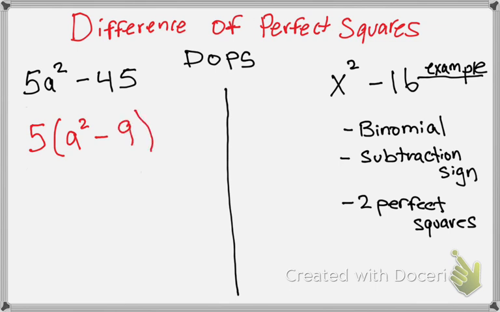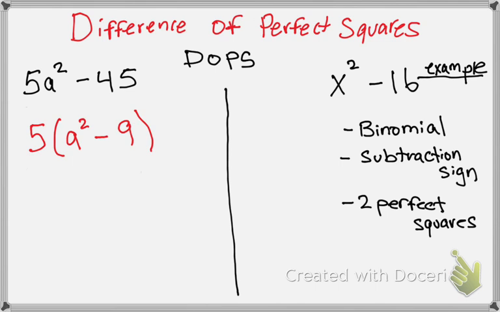Now what do you notice inside of this parentheses here? I have 2 perfect squares. A squared, and that would normally be x, so that's fine. A squared is a perfect square, so is 9. And I have my subtraction sign. See, this is where DOPS gets pretty interesting. If you factor out the GCF first, sometimes, depending on what you have, then you'll be fine.